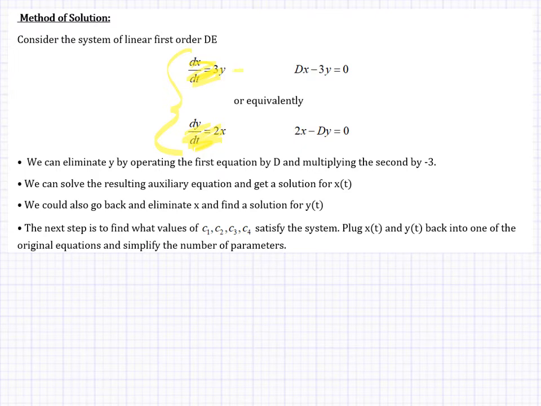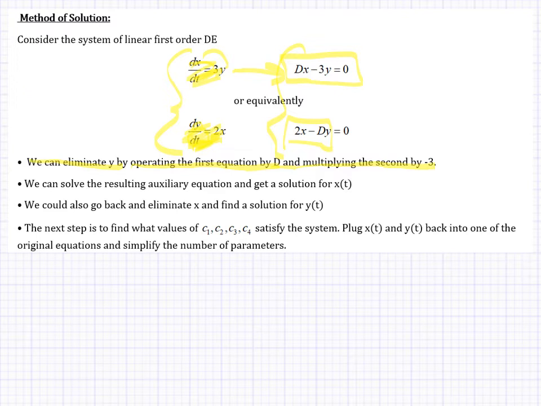This first equation can be written as Dx minus 3y equals 0. Dx, or dx/dt, is the derivative of x, and then I move the 3y over, so subtract 3y equals 0. And dy/dt equals 2x. We can write this as 2x minus Dy equals 0 for the same reason. So here's our system.